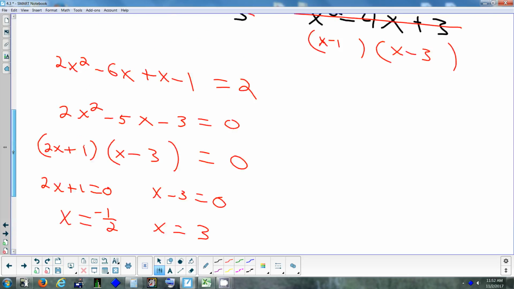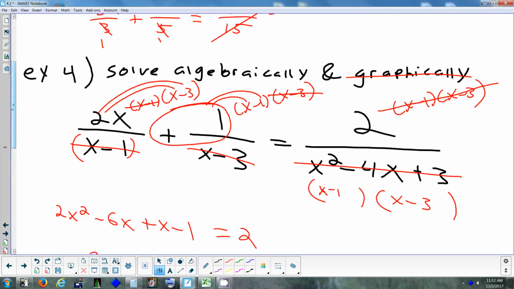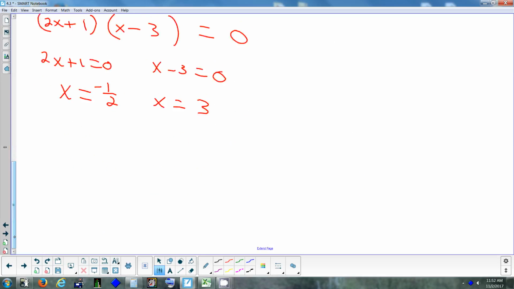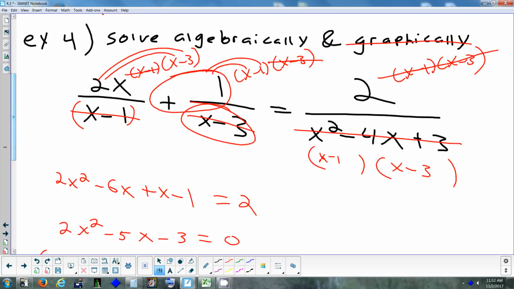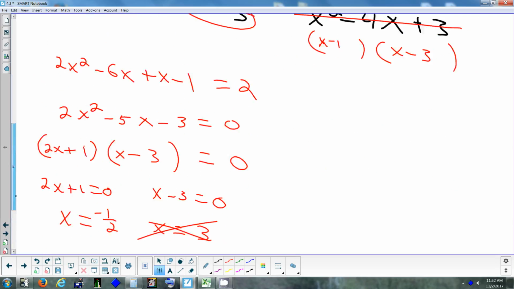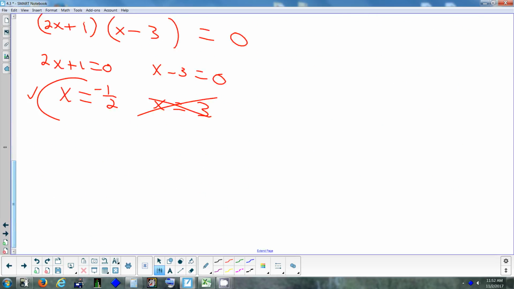Let's check 3. Could you plug 3 into the original problem? No. Because if you plugged it in right there, you'd have 3 minus 3 and you would divide by 0. So, cross it out. Let's check negative a half. If you plug in negative a half, would you ever divide by 0? No. So negative a half works.